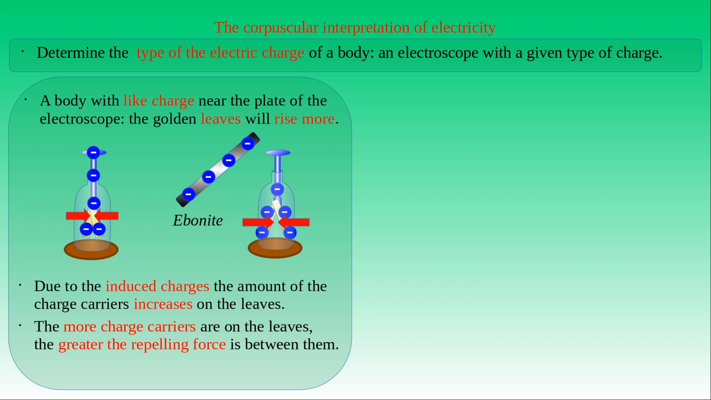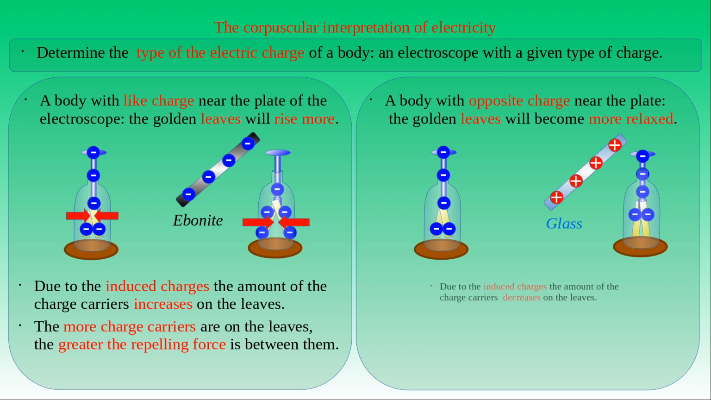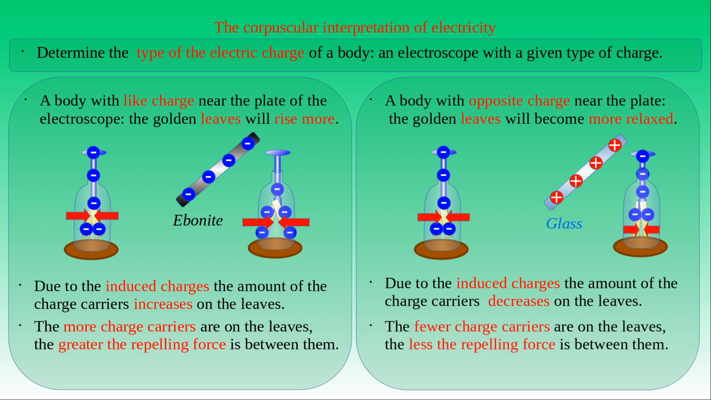Now we can bring a positively charged glass rod near the plate of the negatively charged electroscope, and we find that the gold leaves become more relaxed. Generally, if we bring a body with opposite charge near the plate of the charged electroscope, then the gold leaves of the electroscope will become more relaxed. Due to the induced charges in the electroscope, the amount of the negative charge carriers decreases on the leaves. The fewer the charge carriers on the gold leaves are, the less the repelling force between the stripes is.